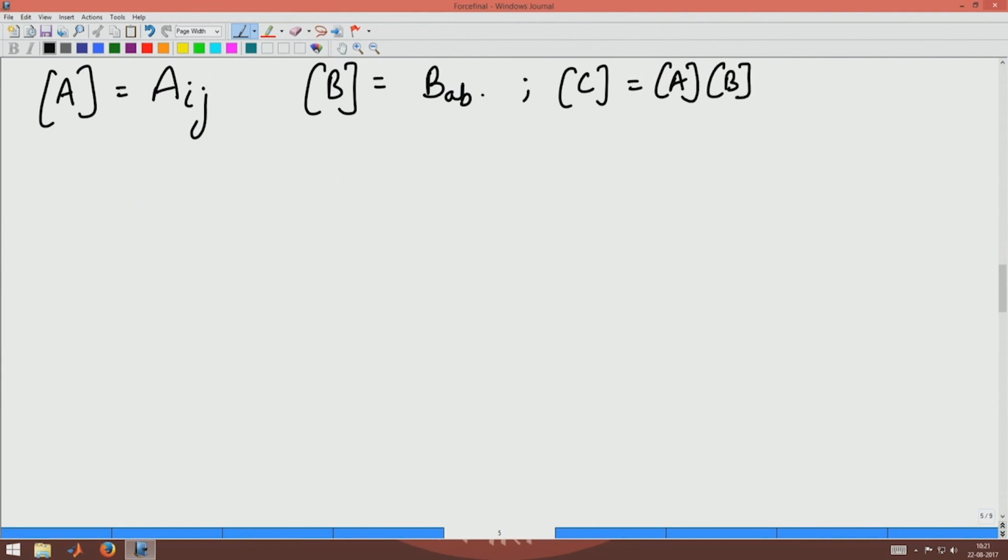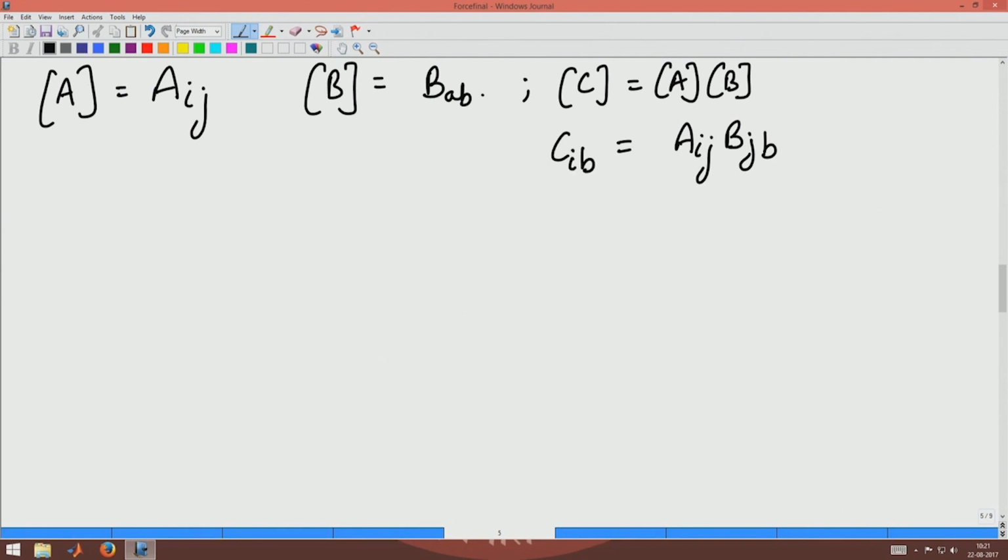Then what should I do? I have to sum the columns of A with the rows of B. So, this j and j have to be of the same symbol. So, this means by our notation this has to be Aij, Bjb would be Cib, okay.